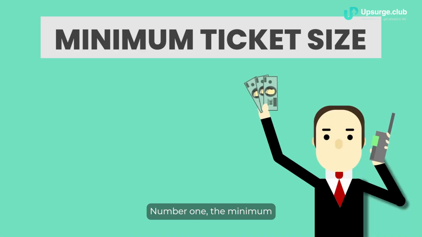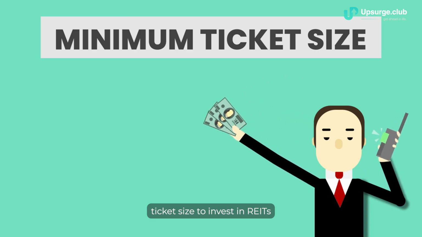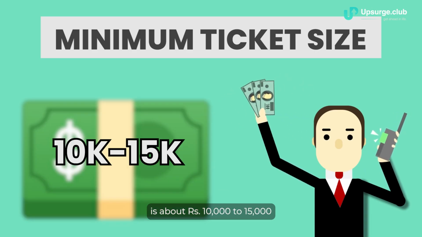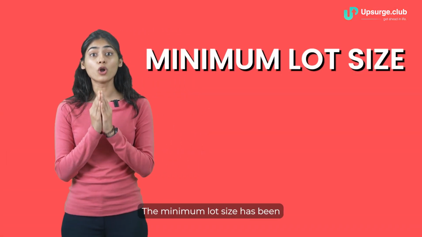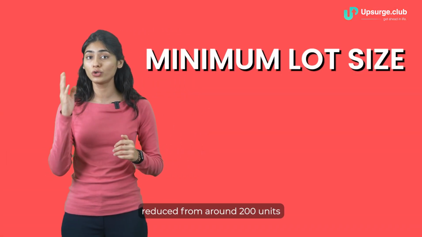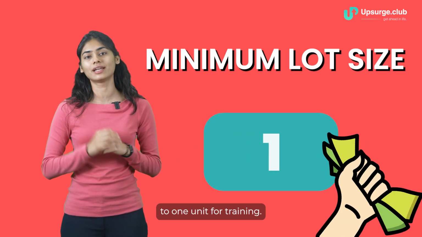Number 1. The minimum ticket size to invest in REITs is about 10,000 to 15,000 rupees through initial public offerings and follow-on offers. The minimum lot size has been reduced from around 200 units to 1 unit for trading.